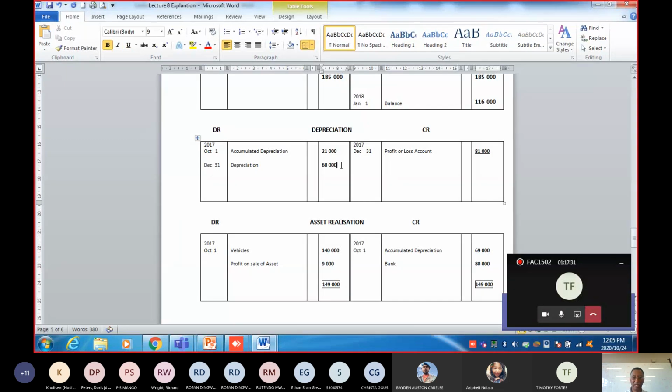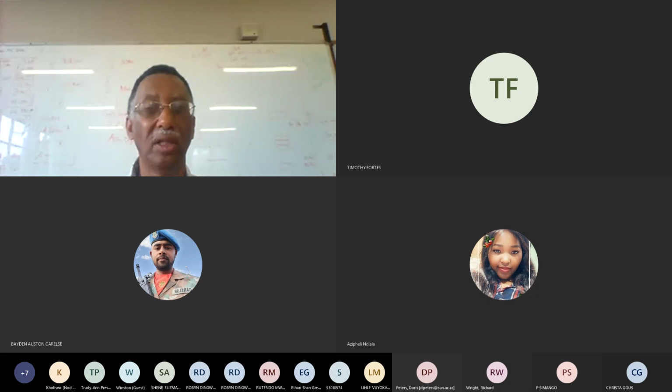Remember now, your asset realization account has closed off. So there was nothing, no balance there. You can't have a balance there in your asset realization account.